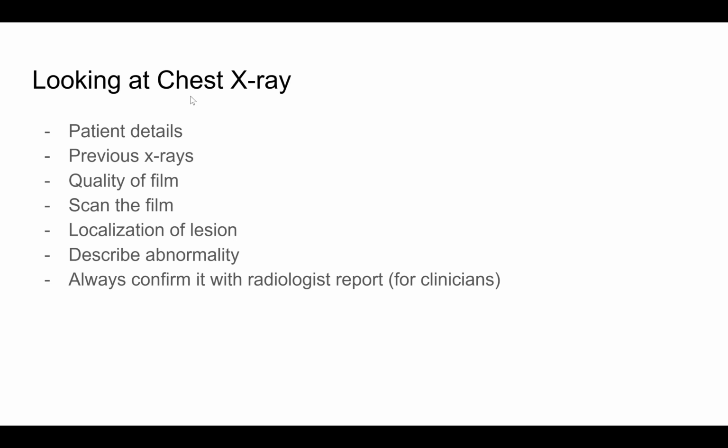Okay, so when you're looking at the chest x-ray, always see the patient details. You have to see what is the name of the patient and what was the date on the film. Then you see if there are any previous chest x-rays available for comparison, because when the patient has previous chest x-rays, they are mostly stored, and when you have access to them, you can compare to see if there were any abnormalities in the previous x-rays as well, and whether it is consistent or is it new.